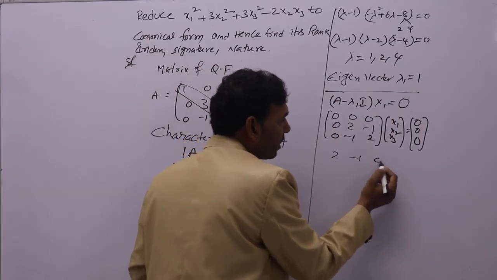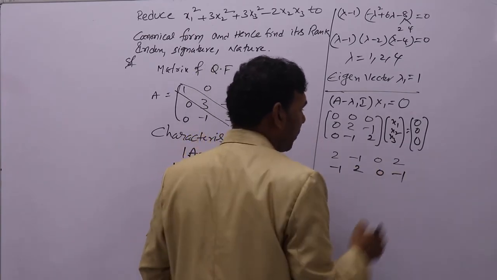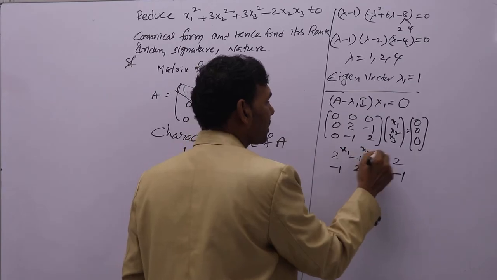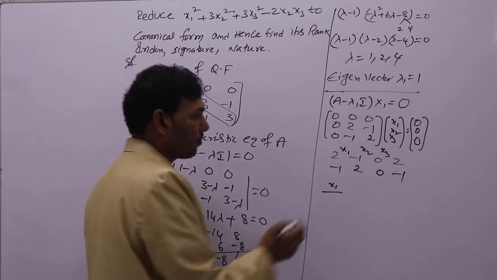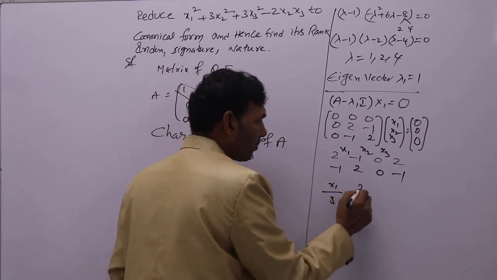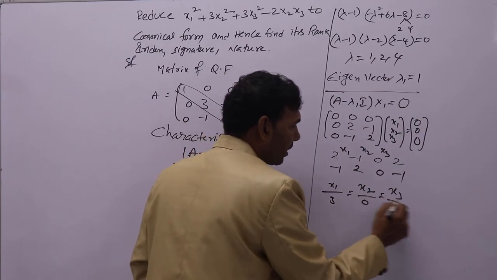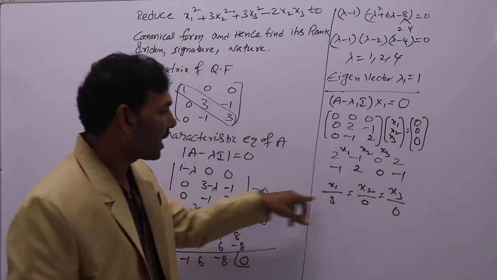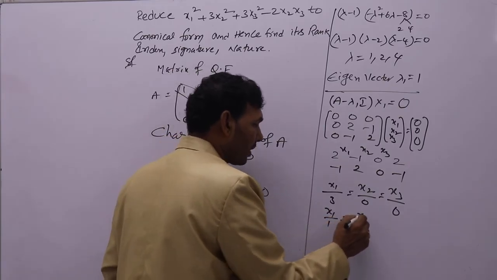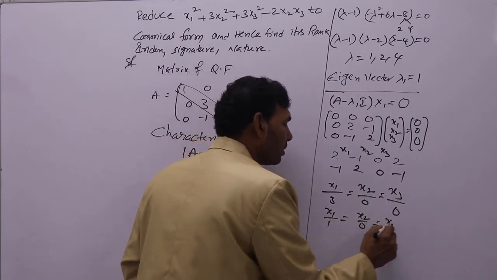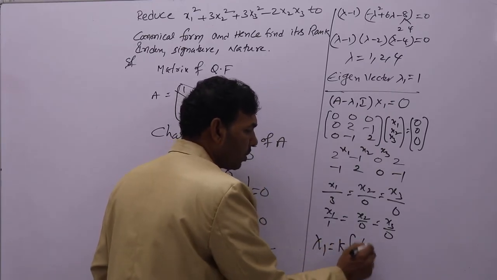2 minus 1, 0, 2, minus 1, 2, 0, minus 1. x1, x2, x3. x1 by 4 minus 1, 3. x2 by 0, x3 by 0 you will get. So if you cancel 3, 1s are 3. So what is the eigenvector you are getting? First eigenvector: k times 1 0 0.